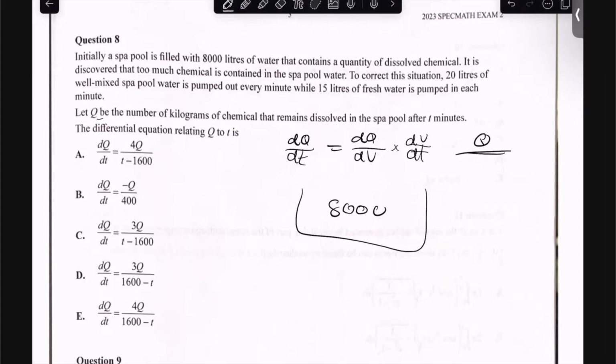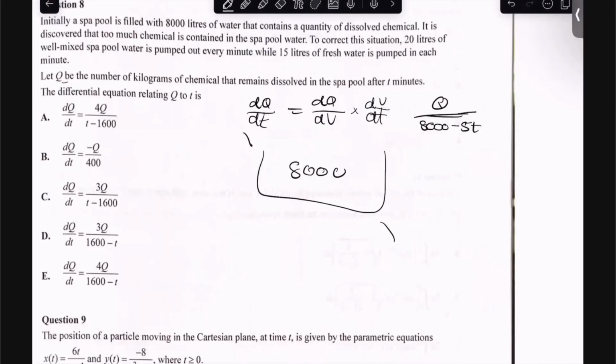And that's over the volume at any time. Now the volume started off as 8,000 liters, but then you're minusing, so you've got 15 coming in and 20 coming out. So you're at a net loss of 5 liters per minute t. And so that's dQ/dt. Now dV/dt, that's in relation to Q only.